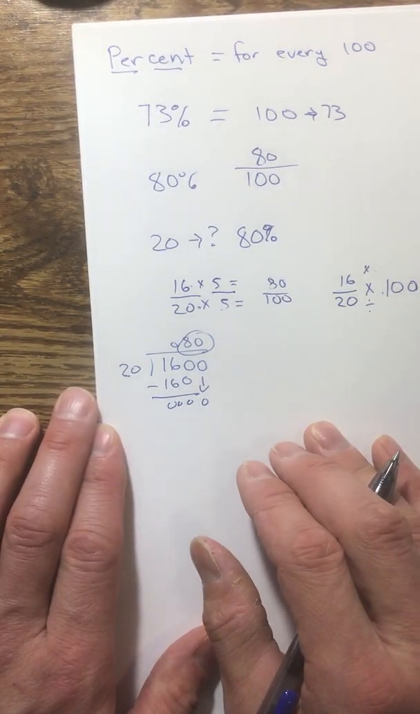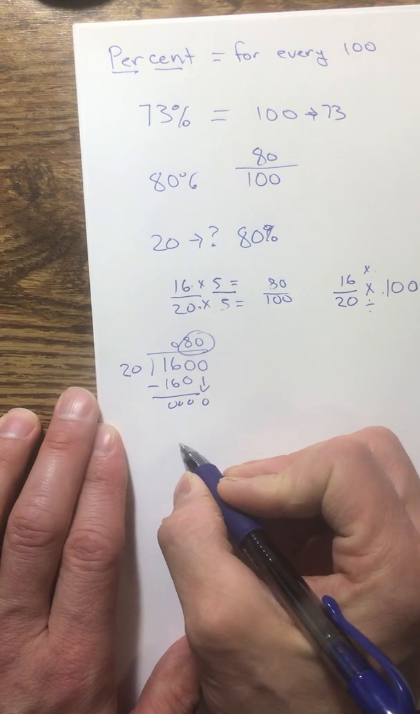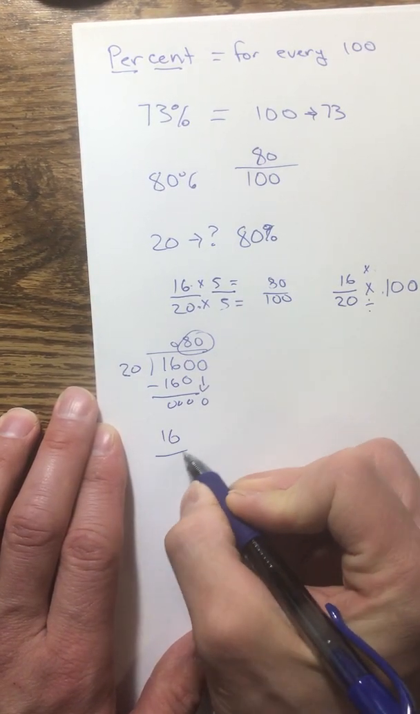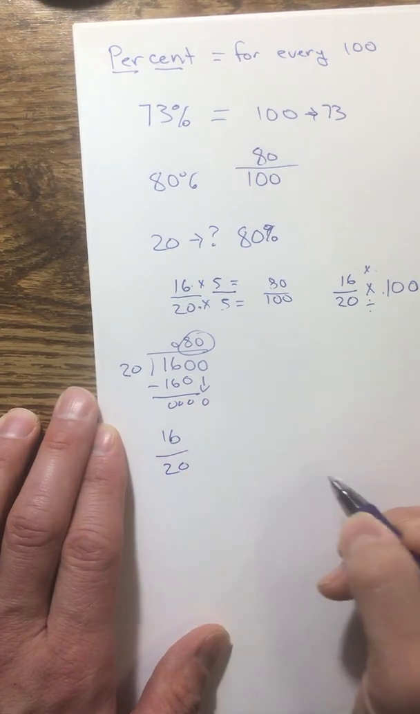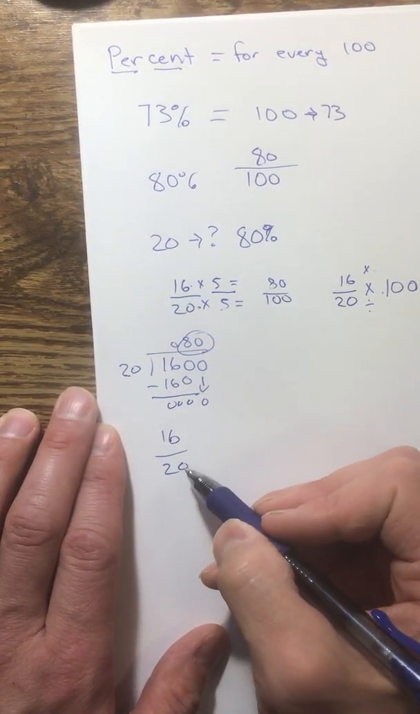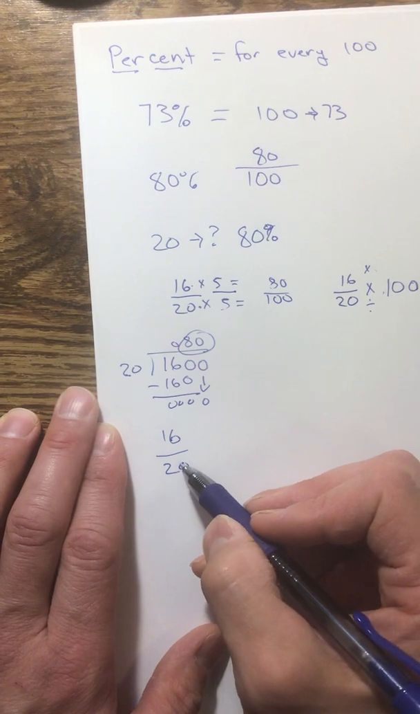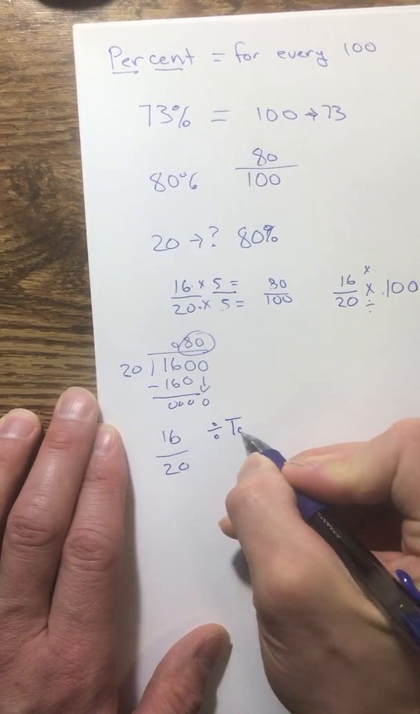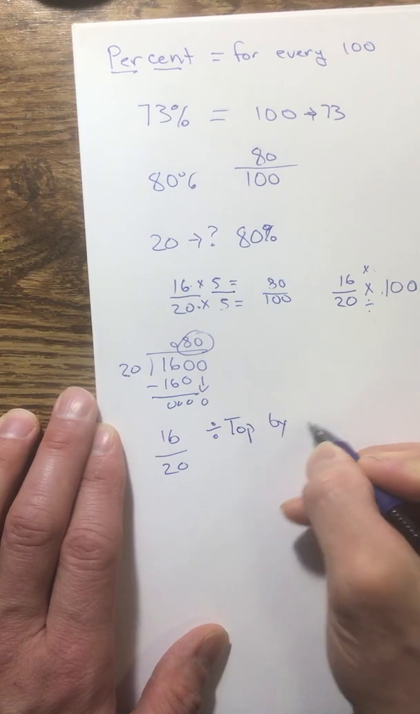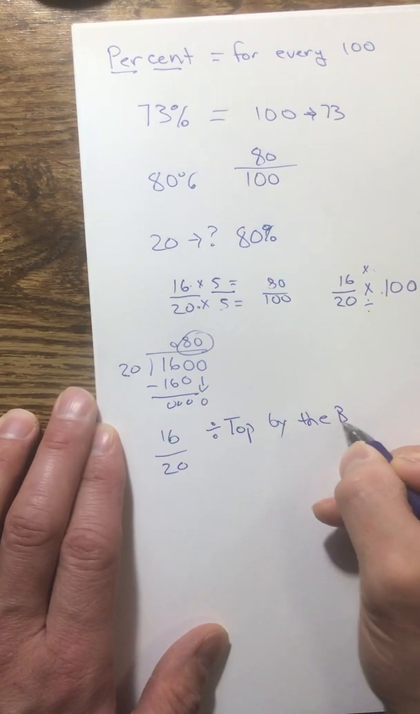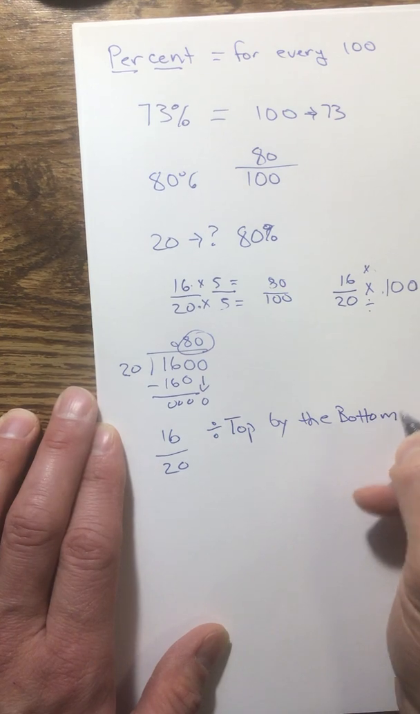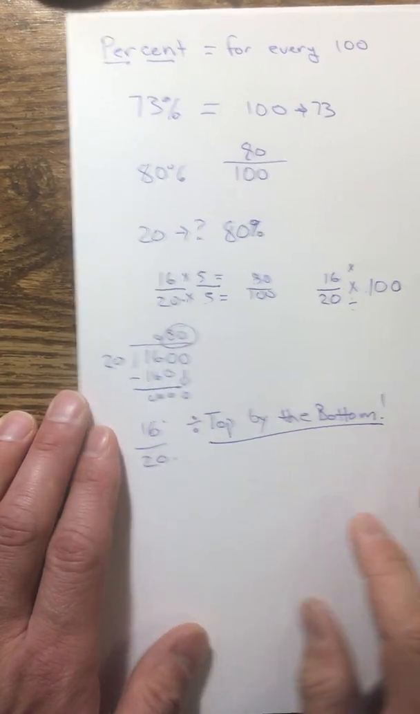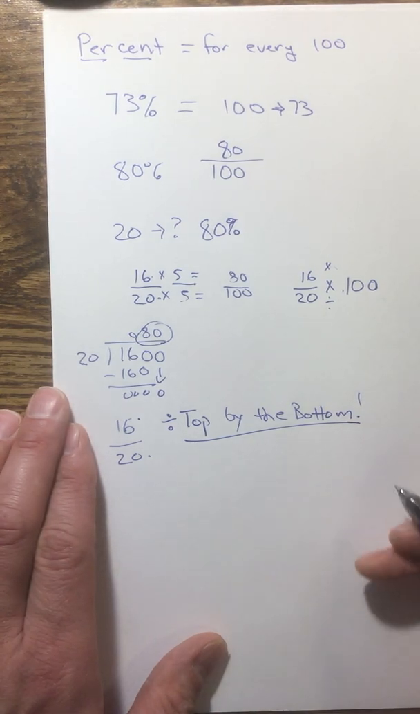The other way to do it is to simply divide the fraction. You can take any fraction I give you. In this case we're dealing with 16/20ths still. But you can take any fraction and turn it into a percent simply by dividing it. And you always divide the top by the bottom. Always, always, always. So this number is always divided by that number whenever you're dealing with a fraction.